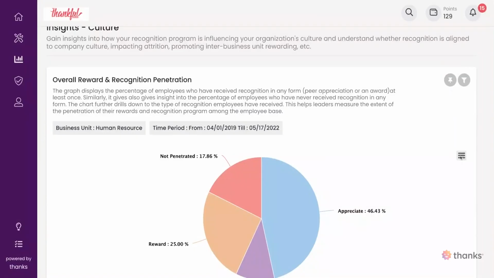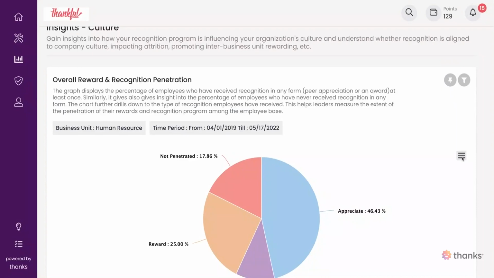The first reward and recognition penetration pie chart shows the proportion of recognition the employees have received in either the form of an appreciation or an award. The chart also gives the idea of what percentage of employees have never ever received recognition in any form.